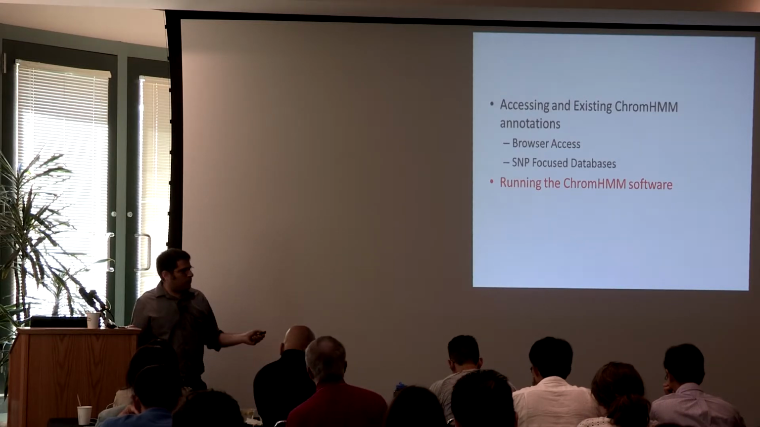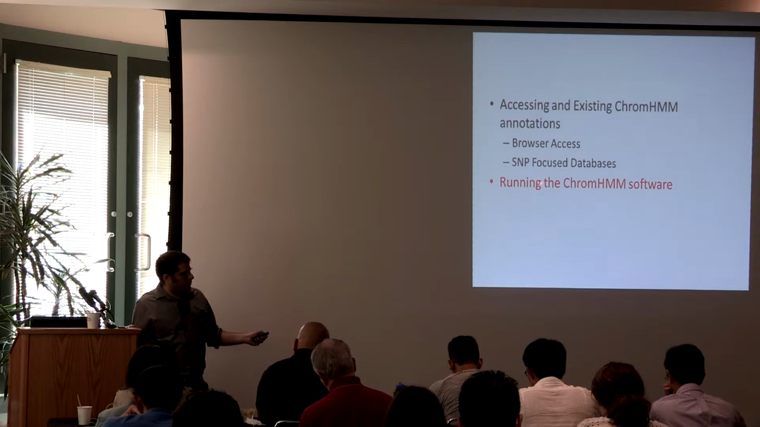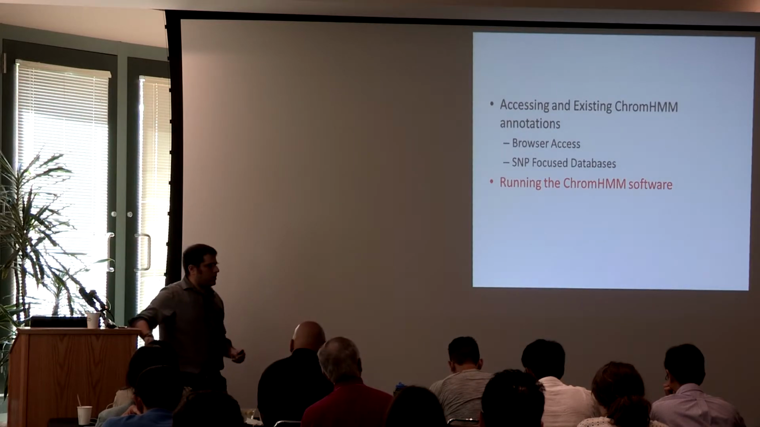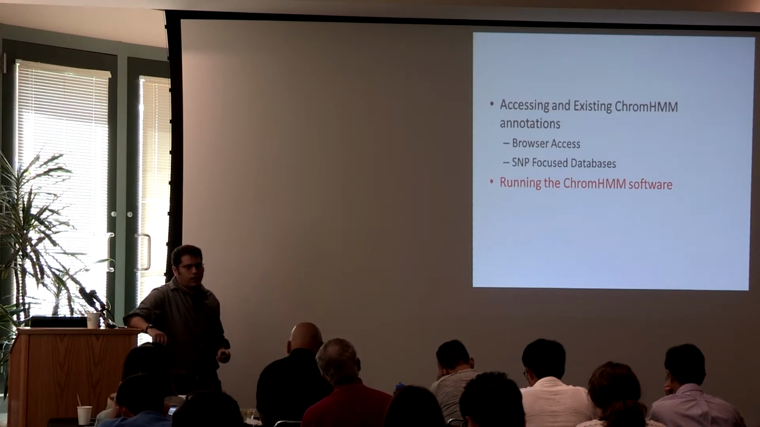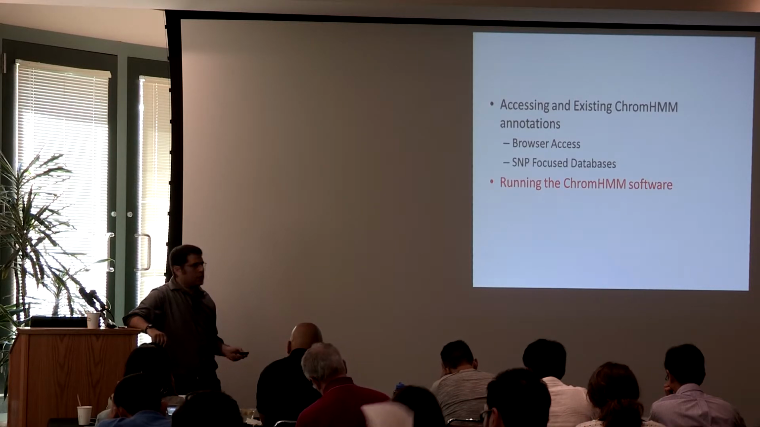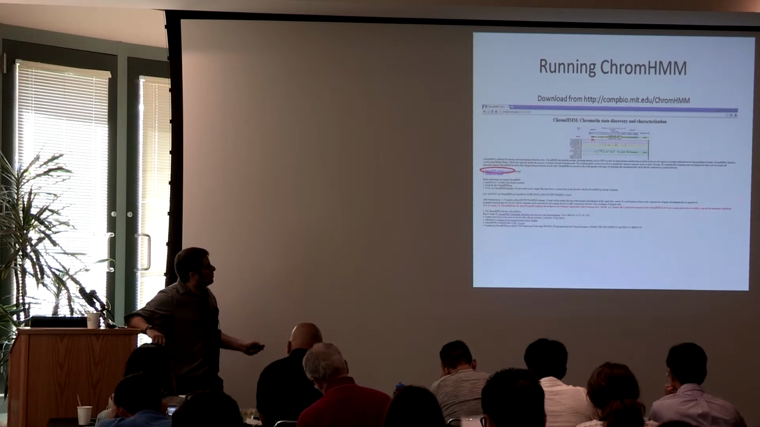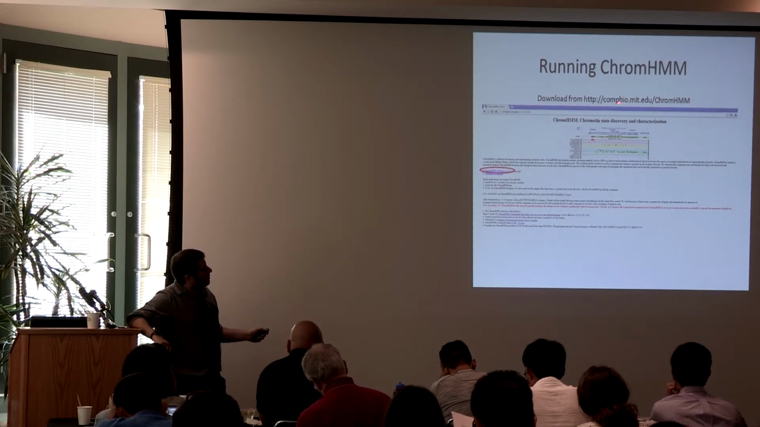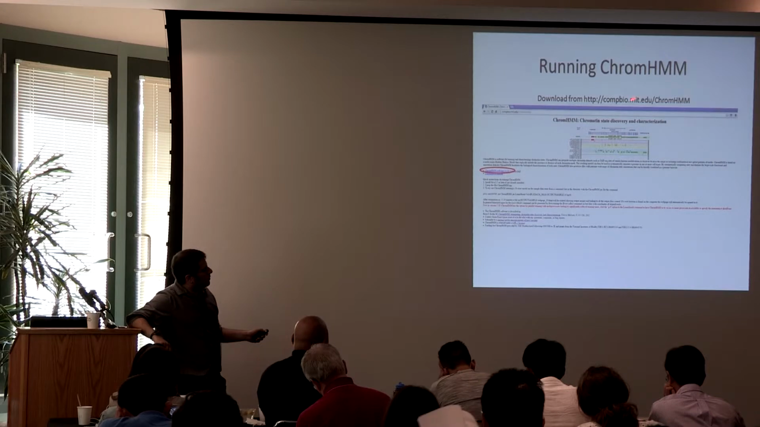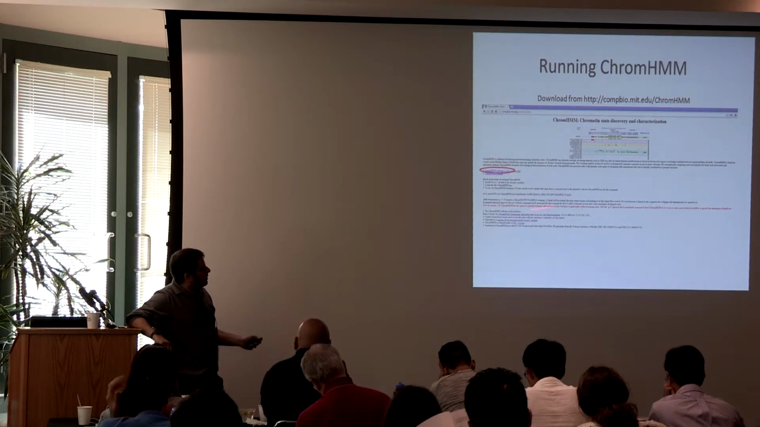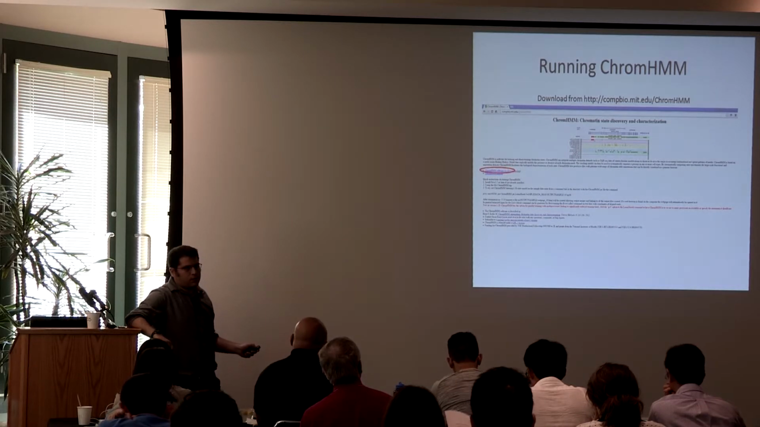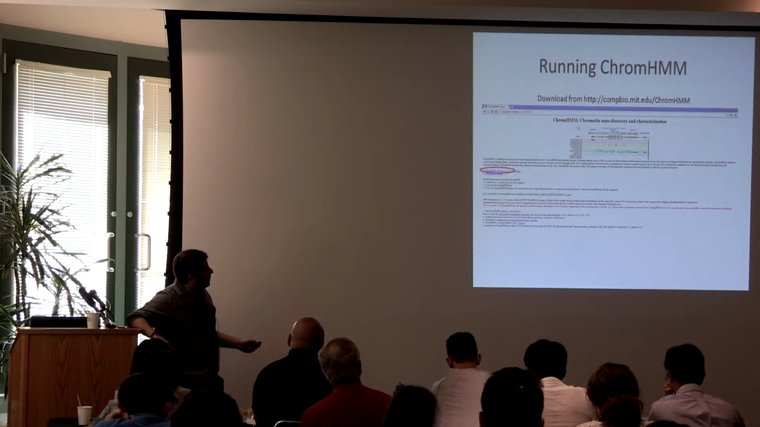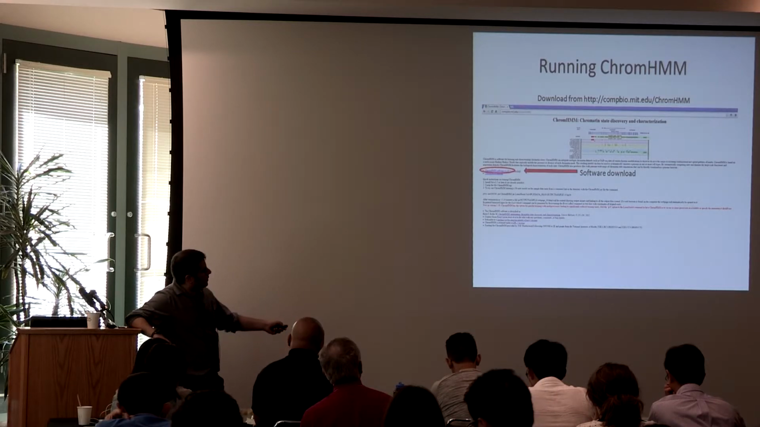I'm going to now move into talking about how, if you had your own data or you wanted to download data and apply the ChromHMM software, you would go about doing this. So you would go to this website. Here's the website for ChromHMM, and it's publicly available. You would just click this download link, and it would be a zip file, and then you would unzip it. And that's the software download.